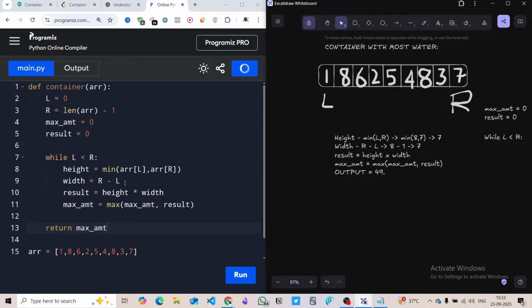So 8 minus 0, sorry, 8 minus 0 is 8. And then 1 cross 8, we multiply both. The answer is 8. So the result is equal to 8. Then we find the maximum of 0 and 8. Oh, we didn't even iterate this one, right? Then we need L plus equal to 1, then R minus equal to 1.